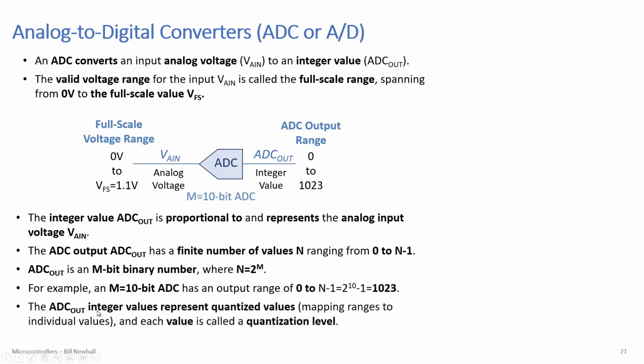And the ADC integer value represents quantized values. So that maps the range of the input voltage to those individual values. Each value of the ADC is called a quantization level. So if I'm talking about quantization levels, I'm talking about those discrete levels that are represented by the ADC.